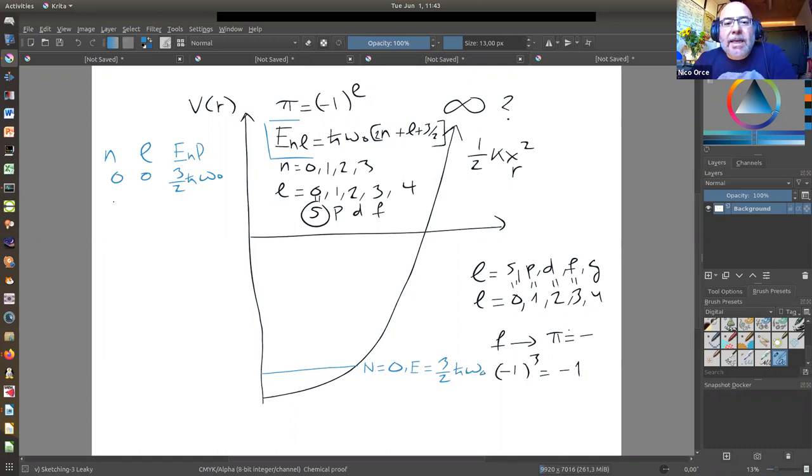So now let's go to the next case. Let's say we have n equal to 0 and L equal to 1. Then we have 0 here, L equal to 1, plus this, it will be 5/2 of h bar omega naught. And we continue here, and let's make it n equal 1 and L equal 1. So this will be 2 plus 1 will be 3, 6 will be 9/2. Let me see, 2, 0. Let me see what is the lowest one we can do now. 1 and 0.